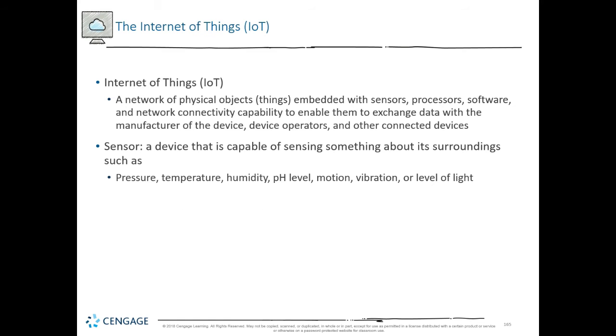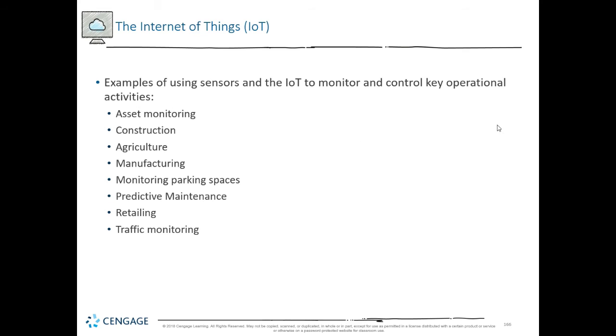Internet of Things. The Internet of Things, IoT, is a network of physical objects, things embedded with sensors, processors, software, and network connectivity capability to enable them to exchange data with the manufacturer of the device, the device operator, and other connected devices. A sensor is a device that is capable of sensing something about its surroundings, such as pressure, temperature, humidity, pH level, motion, vibration, or level of light.